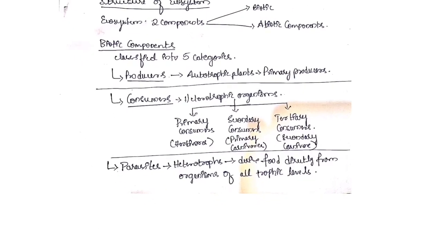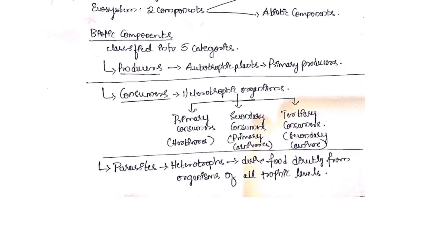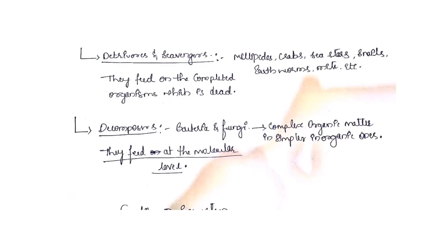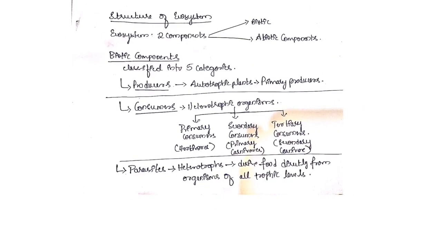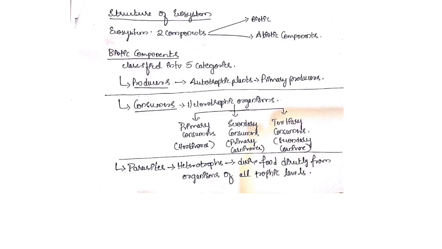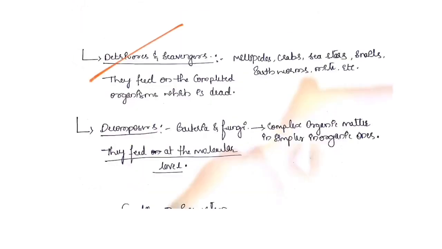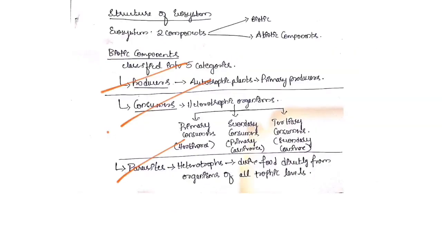Biotic components are classified into five categories: producers, consumers, parasites, detritivores or scavengers, and decomposers. Usually there are only three classifications. In most of the textbooks they have given producers, consumers and decomposers, but I have added a few more points here. In a broad sense, I have added parasites and also detritivores and scavengers.